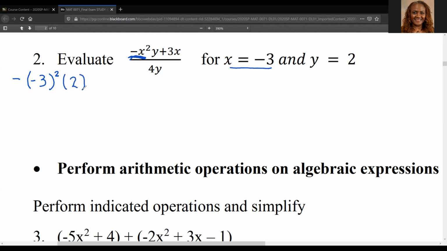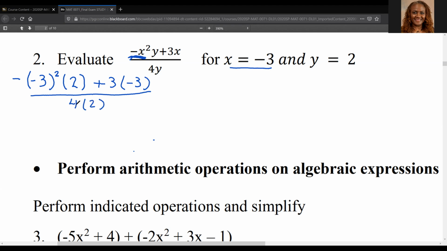And I'm going to keep on putting that in parentheses so you'll clearly know that that's multiplication. And then this is +3, and x again is -3. So all I'm doing is substituting the variable. Wherever I see x, I put -3. Wherever you see y, you put 2. And then in your denominator, you have 4y, which is 4 times 2.